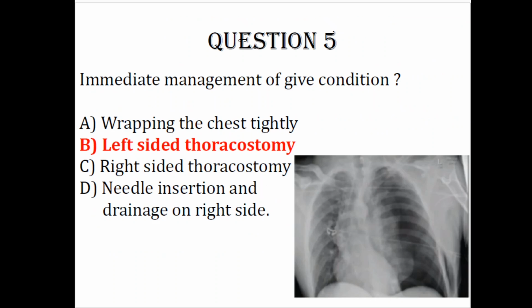So what would be the answer to this question? Immediate management of tension pneumothorax. Here you see the left side of the chest. On the X-ray you see the right side, but this is an antero-posterior X-ray, so this is the left side of the patient and this is the right side of the X-ray. So what do you do? You do left-sided needle decompression and left-sided thoracostomy, right? So this will be the answer. Let's move on to the next one.